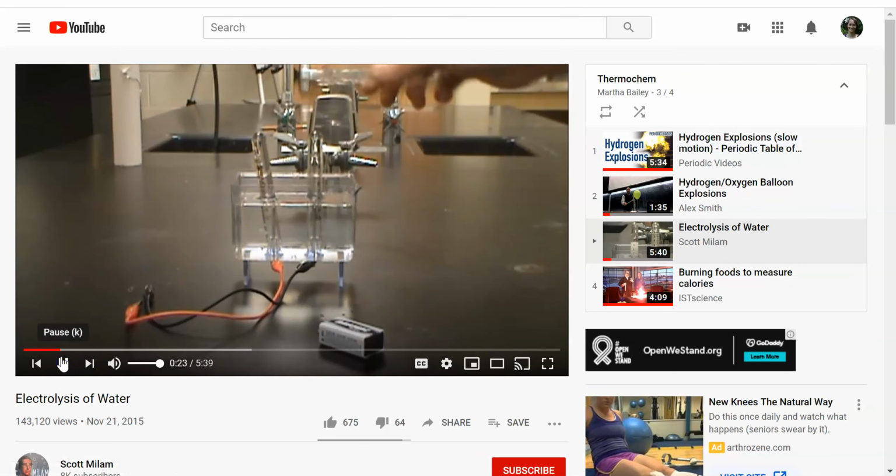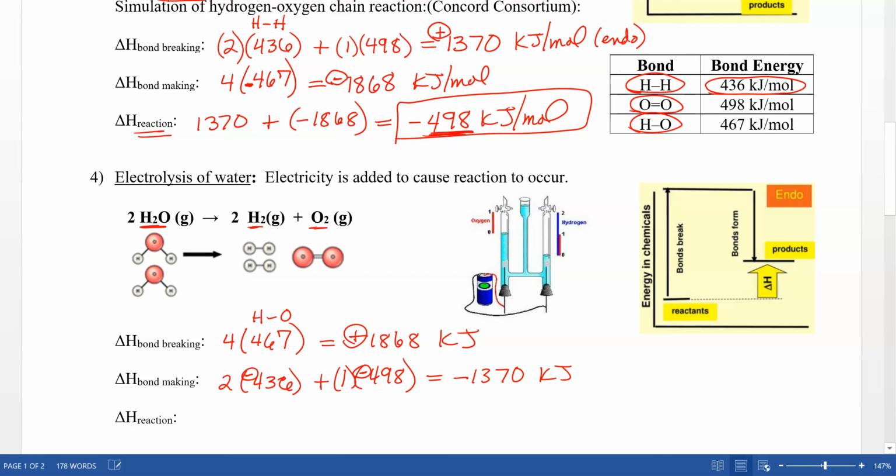And now with the making, we're going to get the same making that we broke before. So it was the same 2 times the 436 plus 1 of the 498. You're going to break 2 of the hydrogen-hydrogen bonds and then the 1 double bond O-O bond. In this case, though, now we're making those bonds. So those are going to be negative values. And we're going to end up with our negative 1370 kilojoules. So once again, this is going to be our endo, and this is our exo. So really, we just switched places.